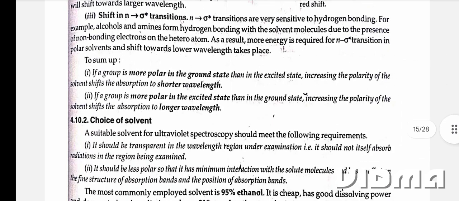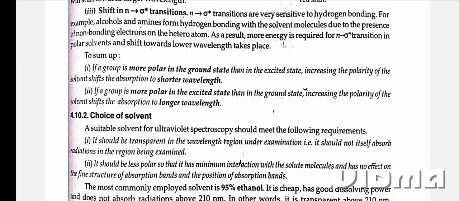Shifts in n to sigma star transitions. n to sigma star transitions are very sensitive to hydrogen bonding. For example, alcohols and amines form hydrogen bonding with the solvent molecules due to the presence of non-bonding electrons on the heteroatom. As a result, more energy is required for n to sigma star transition in polar solvents and a shift towards longer wavelength takes place.